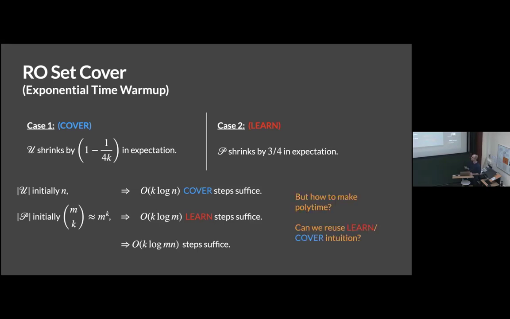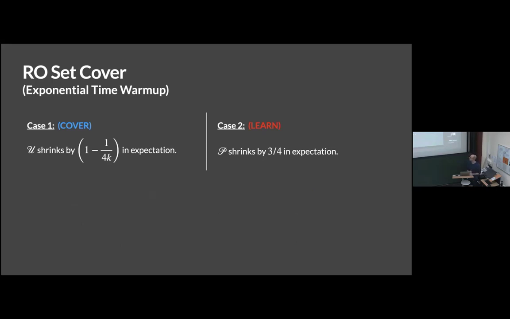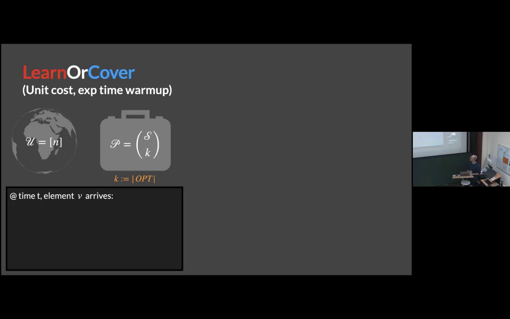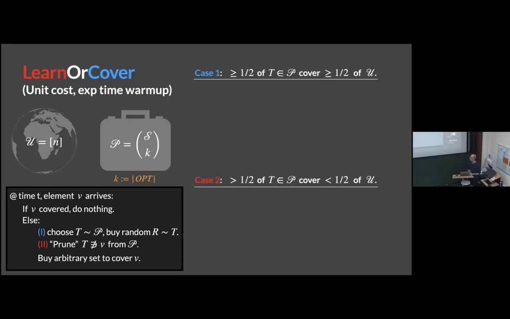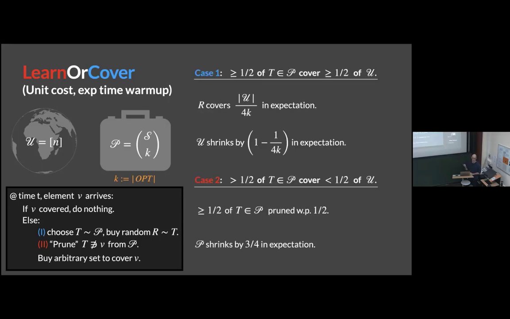Okay, so big question. We figured this out first. This is the history. And then the question was how to make this polynomial time, and can one reuse this intuition that you're either making progress learning or covering? So what's the exponential time part of this? You're maintaining this enormous portfolio of all possible sets. You're enumerating all possible solutions. But why do you need to do that? Well, you're using this enumeration to generate a distribution over sets. And so the natural thing to try to do is to directly maintain a distribution over sets without going through this enumeration. And that's exactly what we do.